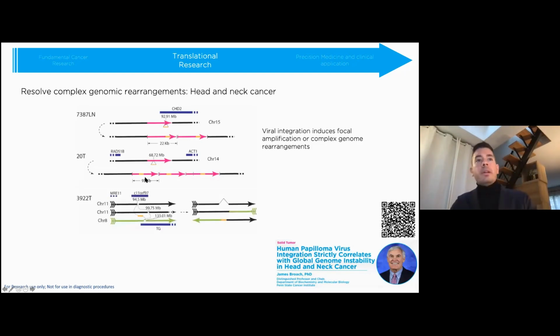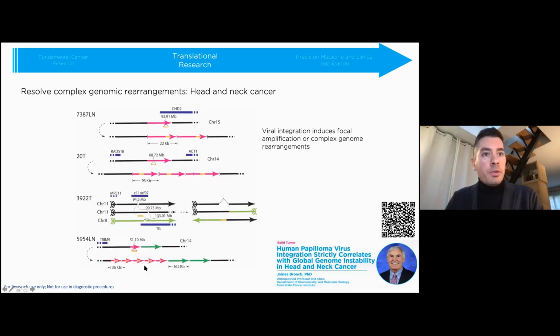lead to more complex rearrangements, with here a translocation between chromosome 11 and 8 with HPV at the fusion between these two chromosomes, and the most extensive rearrangement here with a focal amplification of that region mediated by HPV, followed by the duplication of these neighboring fragments.